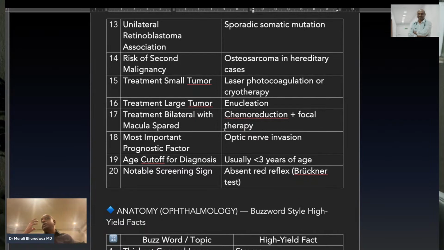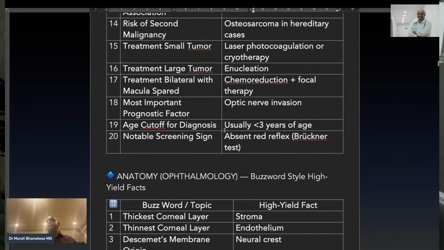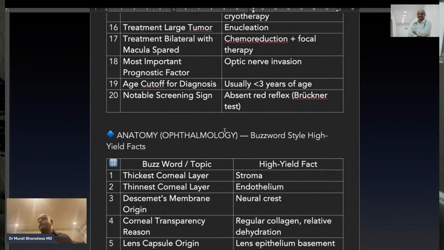Treatment of a large tumor is enucleation. There are two things, evisceration and enucleation; we should know when you do which. Then whenever it is bilateral, you look at whether the macula is involved. If the macula is spared, then you can do chemoreduction along with focal therapy. So therapy choices are important. Small tumor, laser photocoagulation. Large tumor, enucleation. Bilateral tumor, chemoreduction. The most important prognostic factor is whether it had an extraocular extension and involved the optic nerve or not.